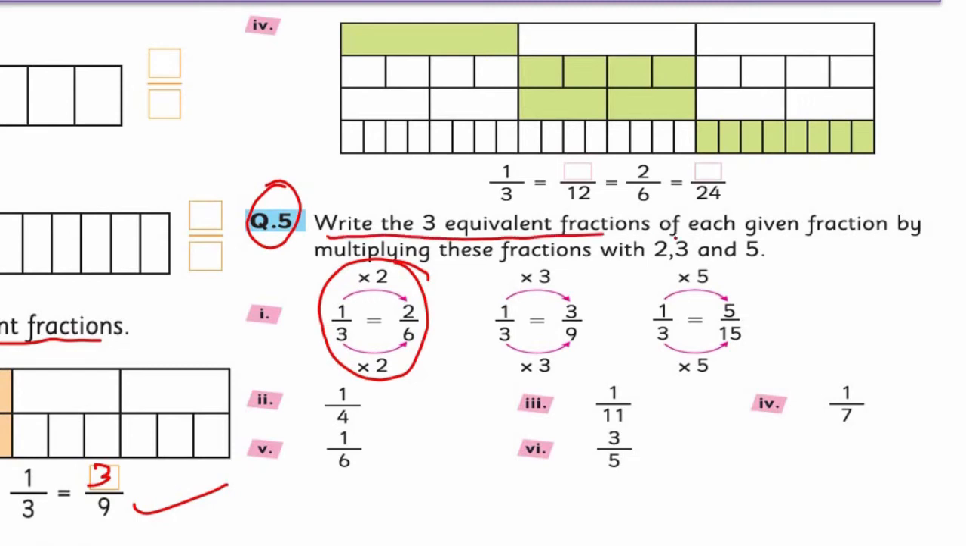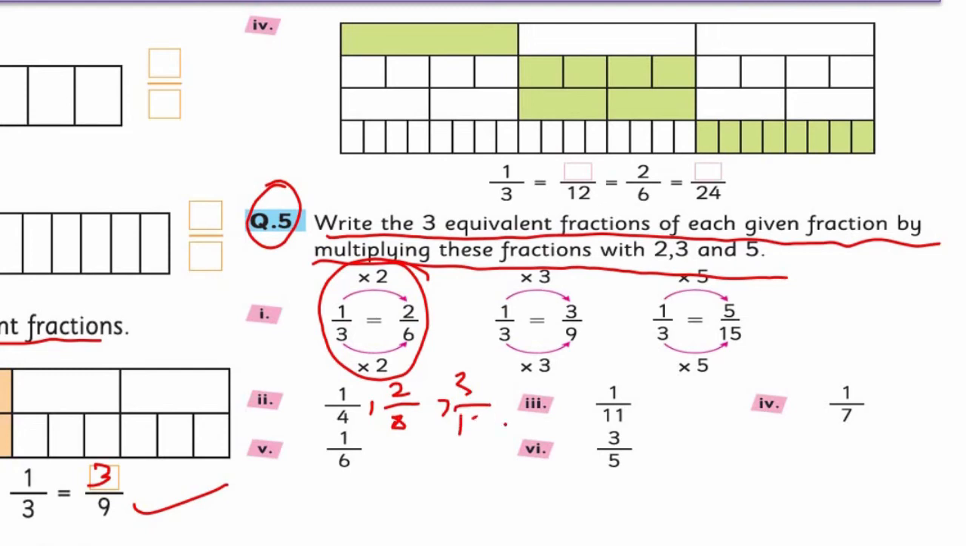Write the 3 equivalent fractions of each given fraction by multiplying these fractions with 2, 3 and 5. First of all, multiply this one by 2. 2 1s are 2, 2 4s are 8. Similarly, then we have to multiply by 3. 3 1s are 3 and 3 4s are 12. Similarly, write the next fraction and you can complete other parts by yourself.